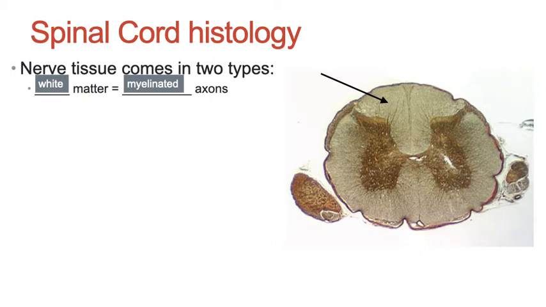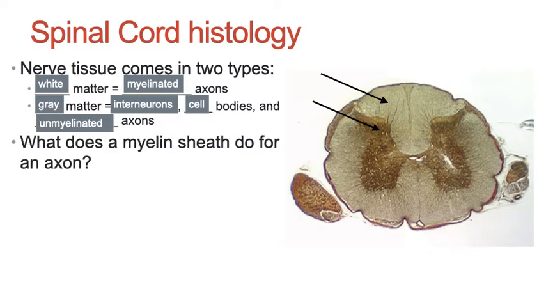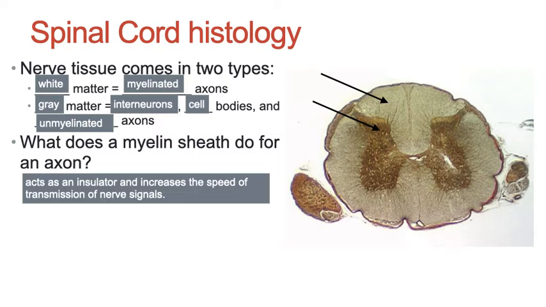So what about the other tissue? The tissue in the center, shaped like a butterfly, is the gray matter. And this is going to consist of interneurons, cell bodies, and unmyelinated axons. So why does a myelin sheath, or what does a myelin sheath do for an axon? It's going to act as an insulator, and it's also going to increase the speed of transmission of the nerve signal. So it's going to allow the messages to pass quickly from place to place. So it insulates and it increases the speed of transmission of the nerve signals.